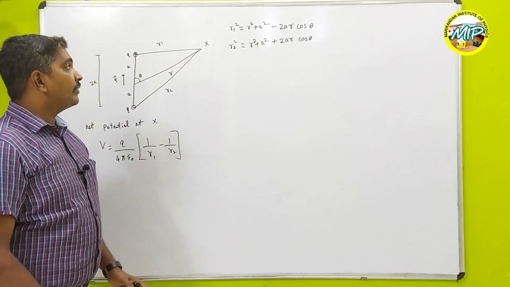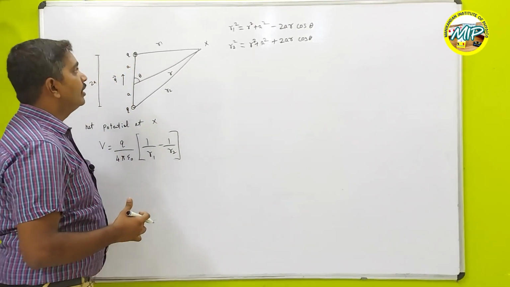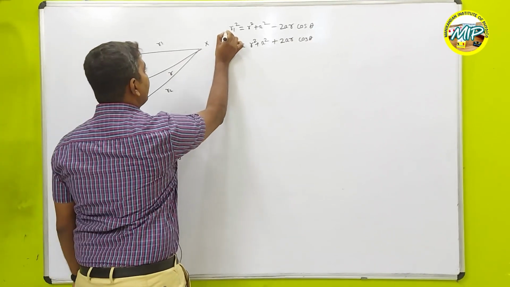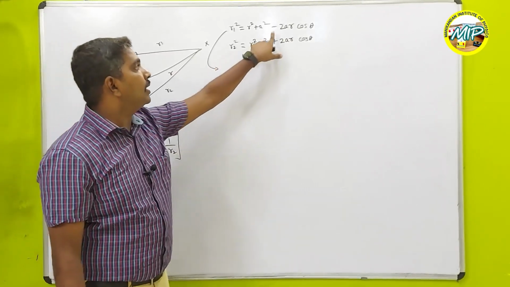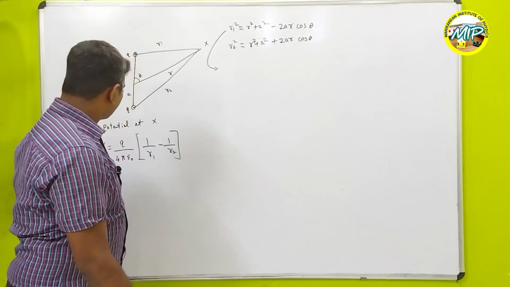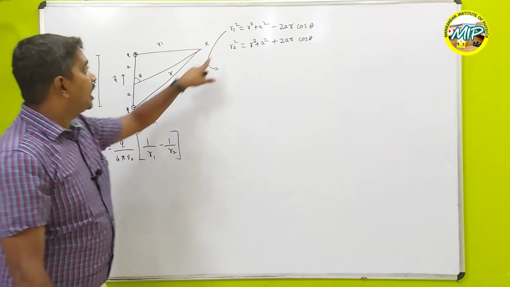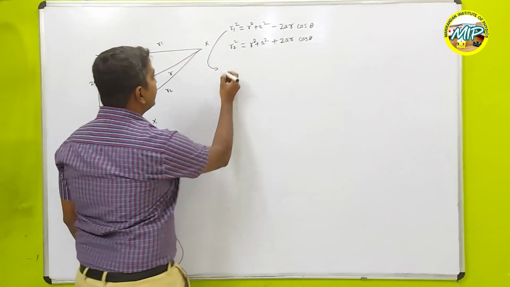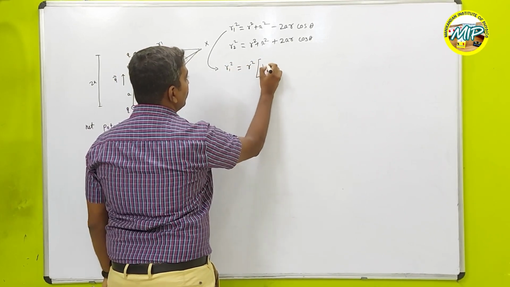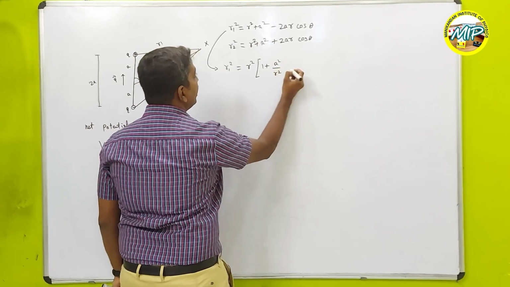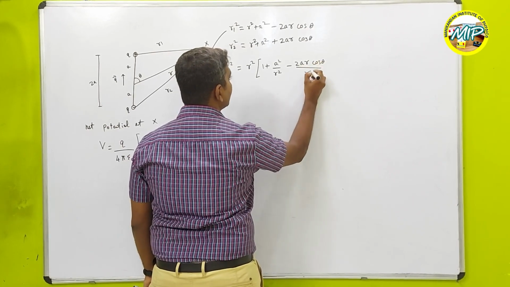So what I am trying to do is write my R1 and R2 in terms of R. First I am going to simplify this R1. Then similarly, we can simply write for the R2. Only this sign is variable, right? So what I am going to do here, I need only 1 over R. First I have to remove the R square term. So my R1 square equals R square into 1 plus A square by R square minus 2 into A into R cos theta by R square.